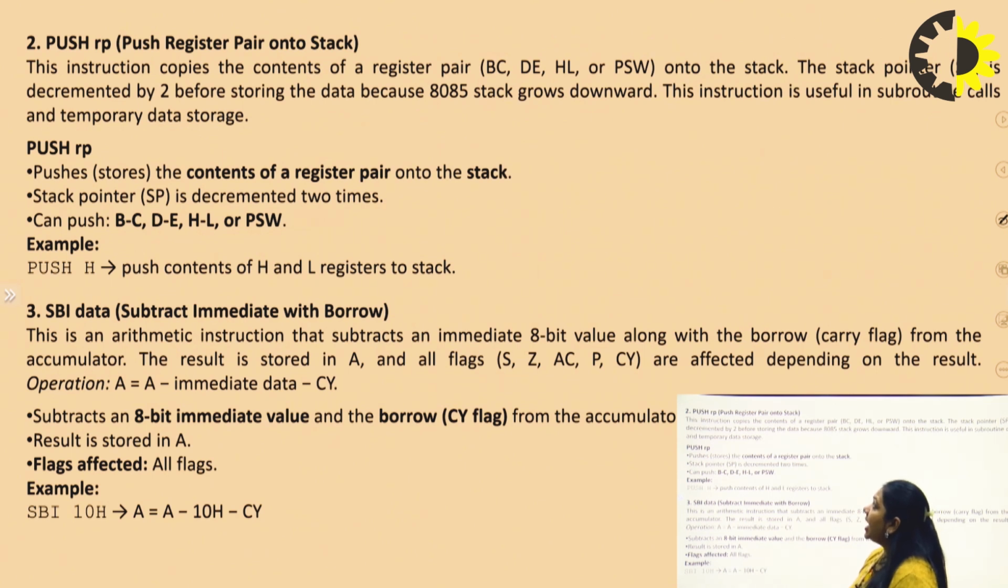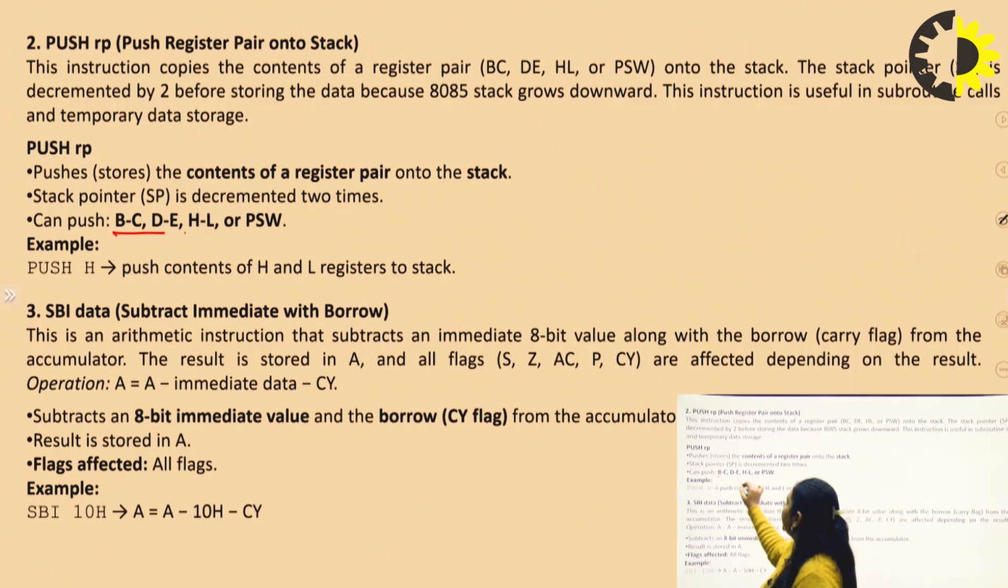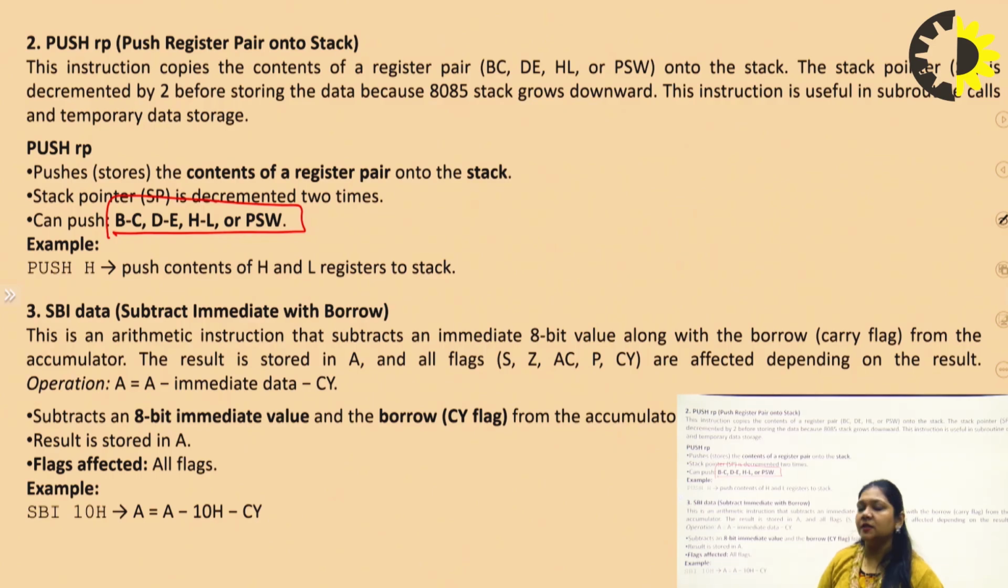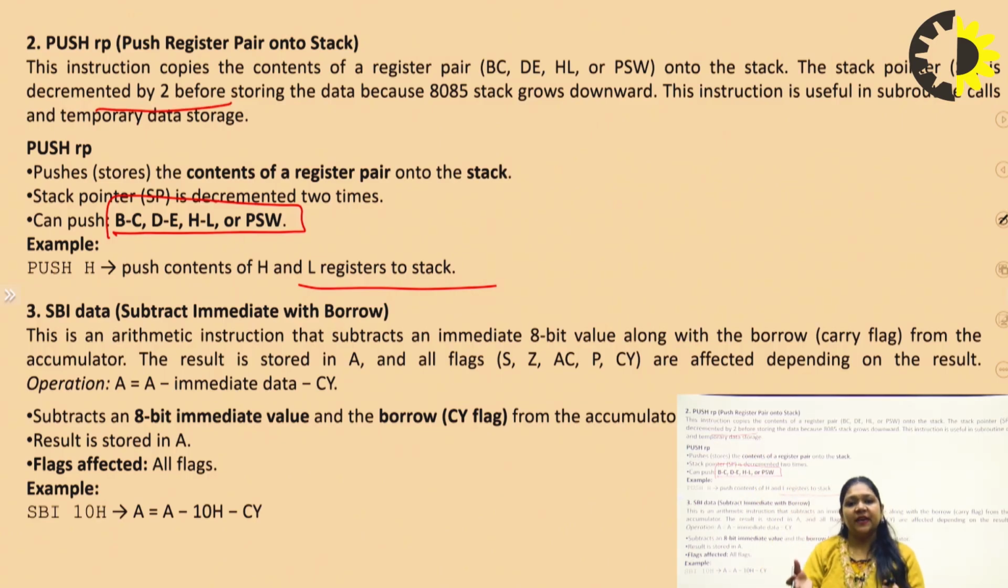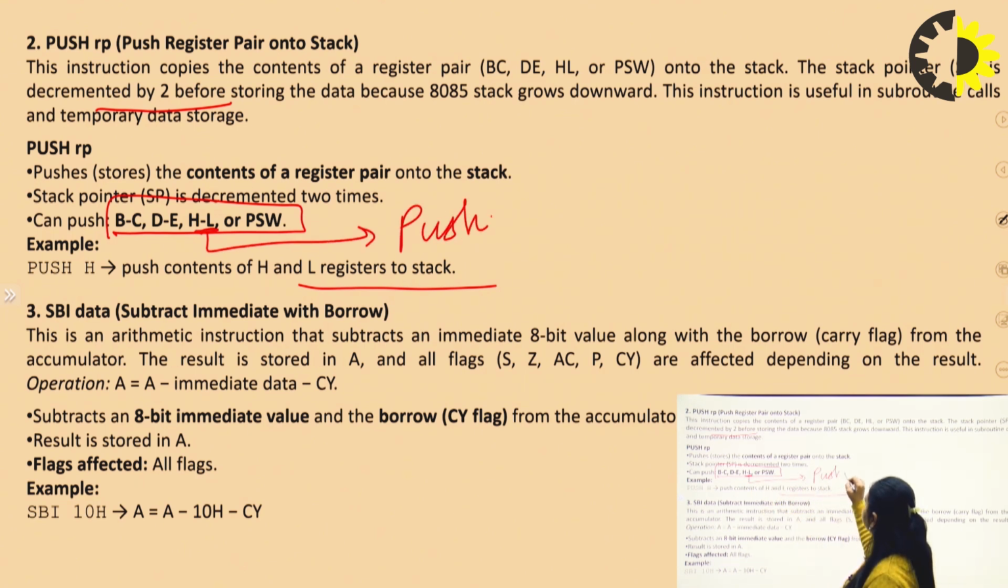Next is PUSH RP, push register pair onto stack. The contents of the register pair, out of these four combinations BC, DE, HL and PSW (the flag register), will be loaded to the stack, and the stack pointer will be decremented by 2, because we have filled 2 locations of the stack. That is why there will be a decrement of 2, because 2 bytes of data have been pushed into the stack.